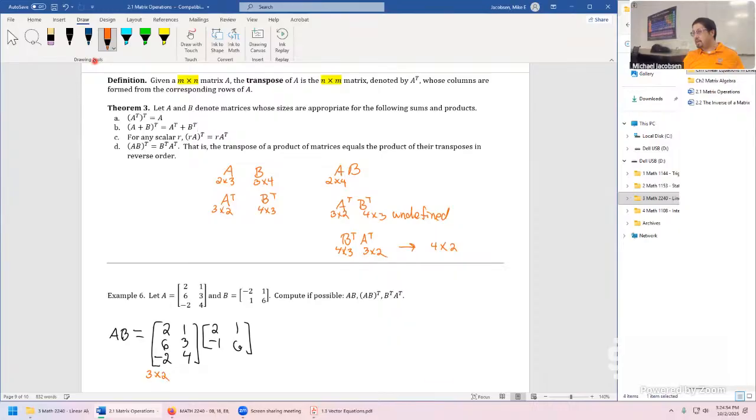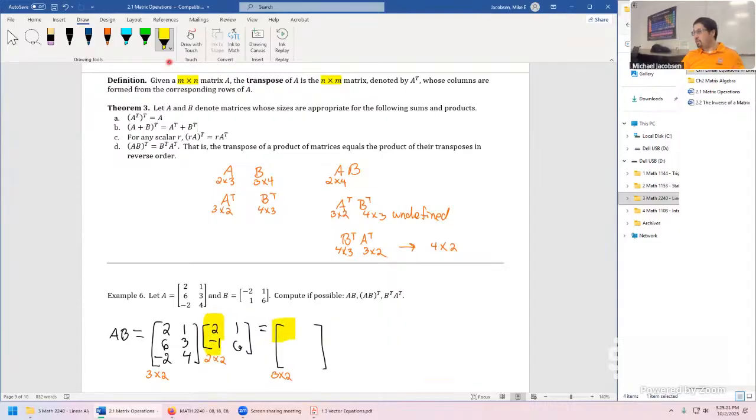Matrix A is of size 3 by 2. Matrix B is of size 2 by 2. So it is defined, inner dimensions match. The resulting product will be of size 3 by 2. Let me fix that. That doesn't even look 3 by 2. There we go. Looking in the outer dimensions, 3 by 2 gives us the size of the product.